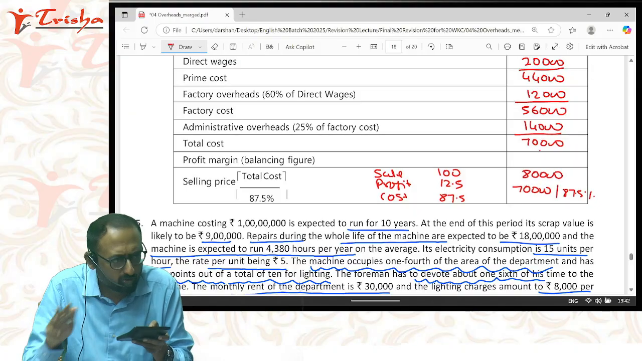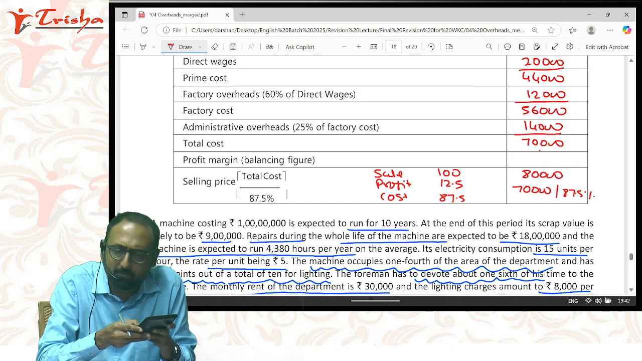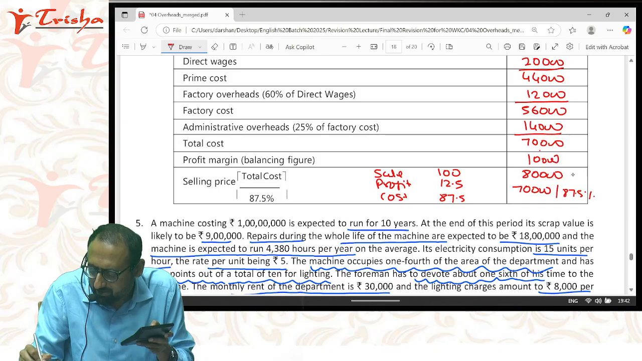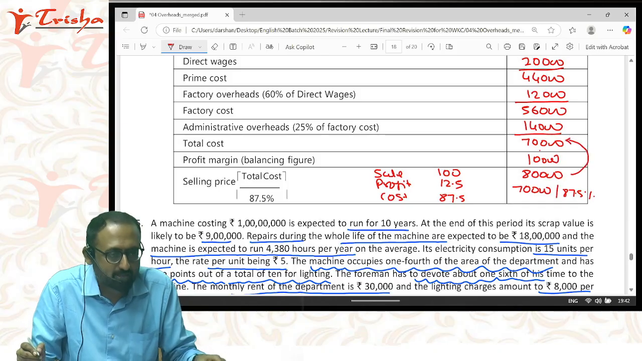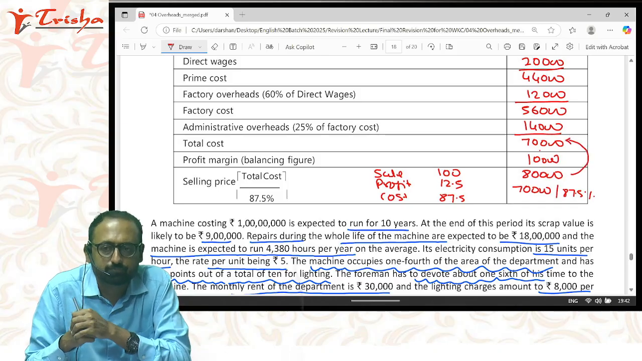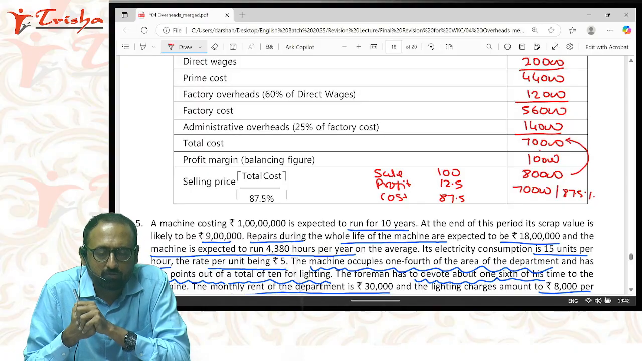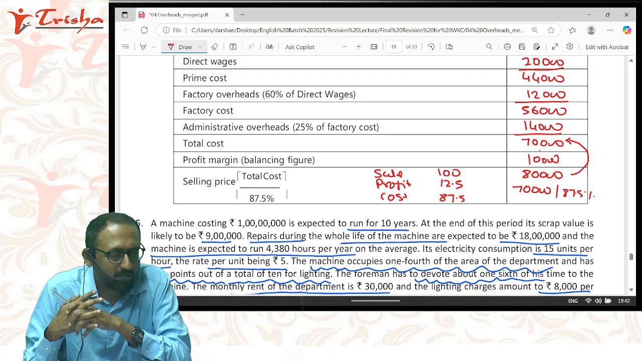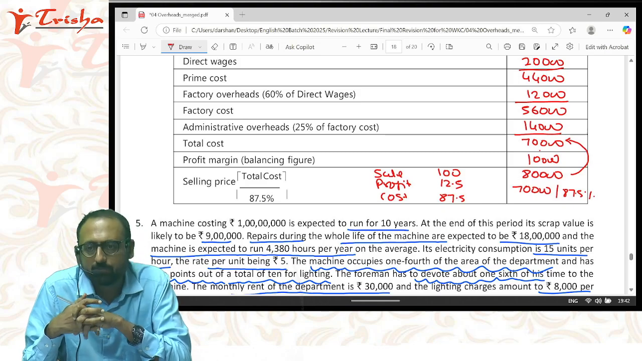Correct, guys? Cross check. 80,000 multiplied by 12.5%, your answer comes to 10,000. 80,000 minus 10,000, your answer will come to 70,000. Yes, sir. So these are all important concepts and all important questions we have solved of this overhead topic.